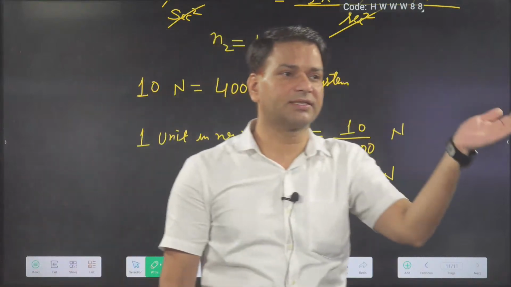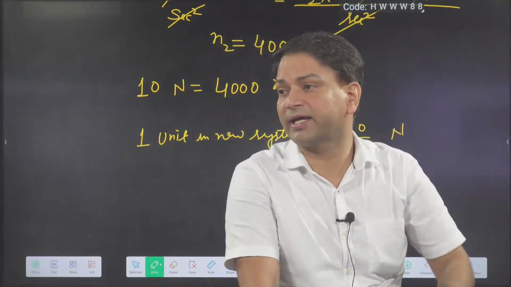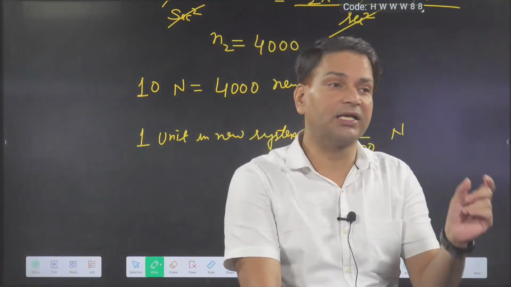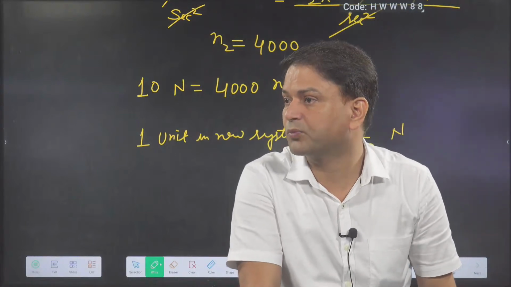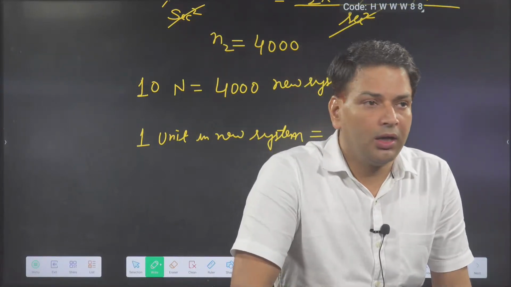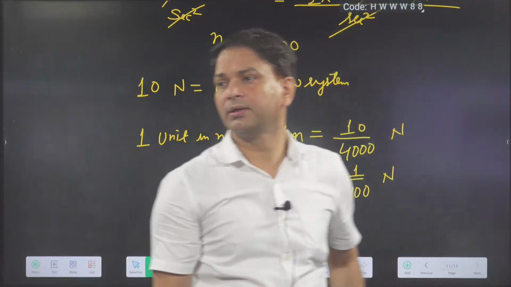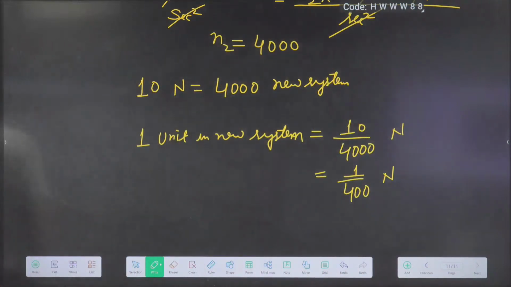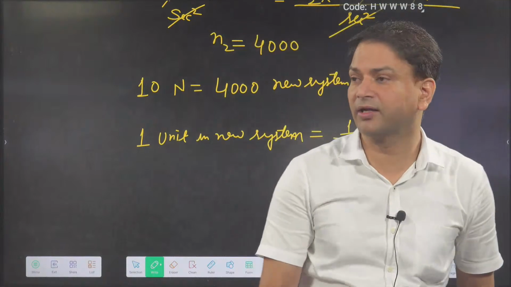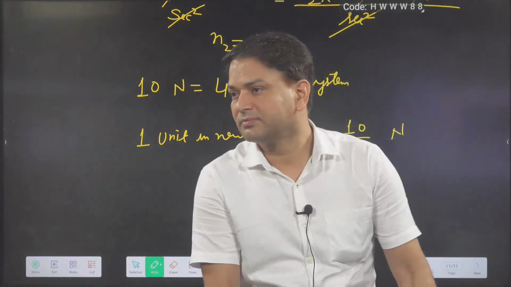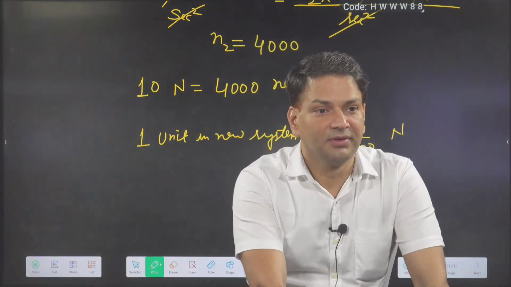Means if they are asking 1 Newton is equal to, then I can say 400 in the new system. If they are asking 1 in the new system is how much Newton, then I can use this relation. Okay. Everybody understood or not? On this concept, is more questions required or is it enough? You will do it on your own. The time is there.